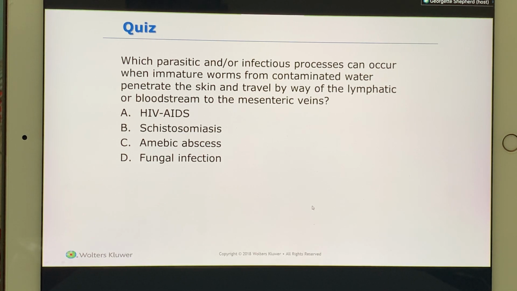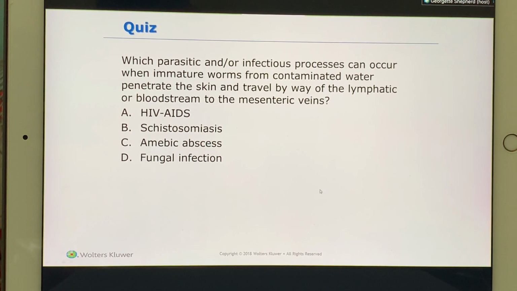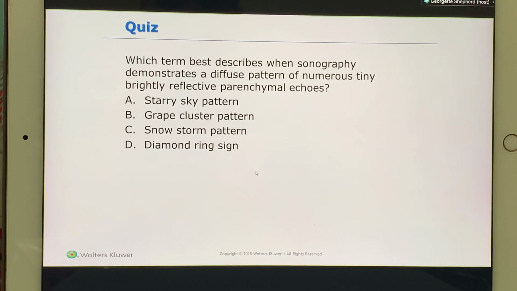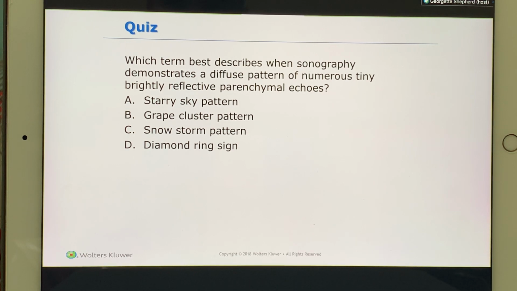Which parasitic or infectious process can occur when immature worms from contaminated water penetrate the skin and travel up the lymphatic? Schistosomiasis, B. Toxoplasmosis, yeah, B. What term best describes when sonography demonstrates a diffuse pattern of numerous tiny, bright, reflective parenchymal echoes? Starry sky.